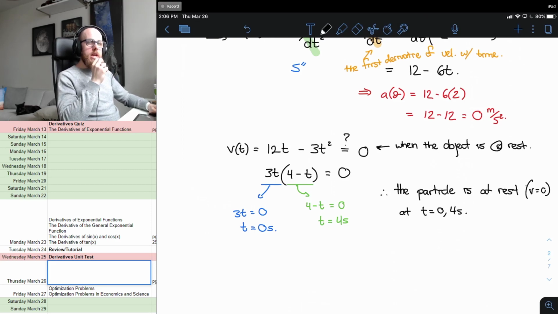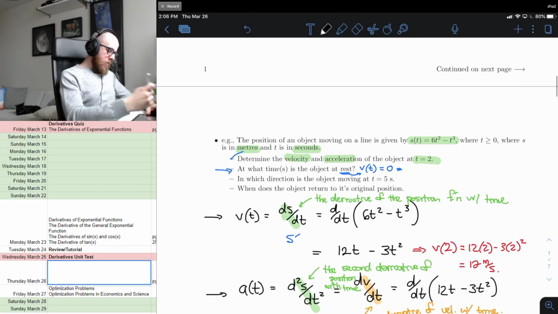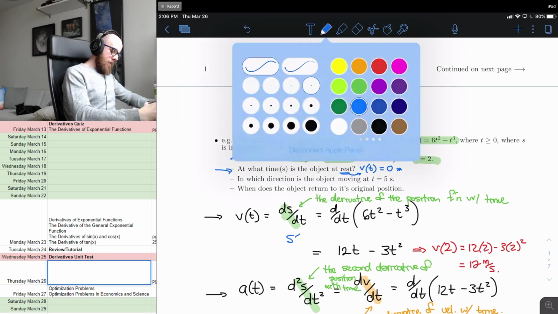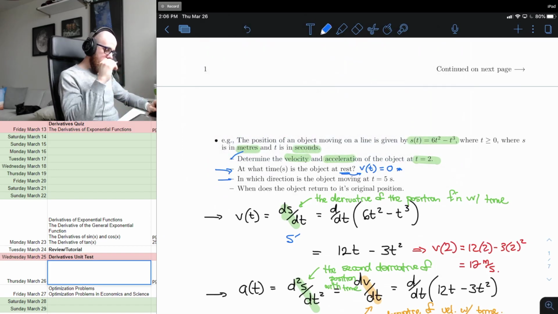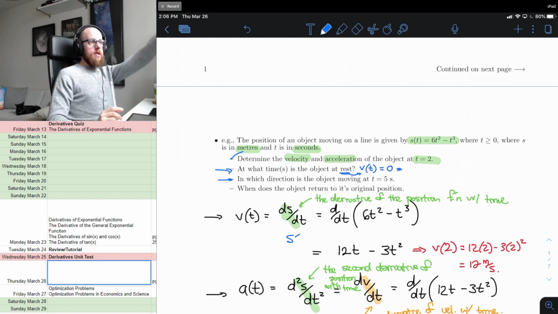Okay. So the key word for that question, at rest, is essentially synonymous with v is equal to 0. Okay. Let's keep it going here. So this next part here, in which direction is the object moving at t is equal to 5 seconds?